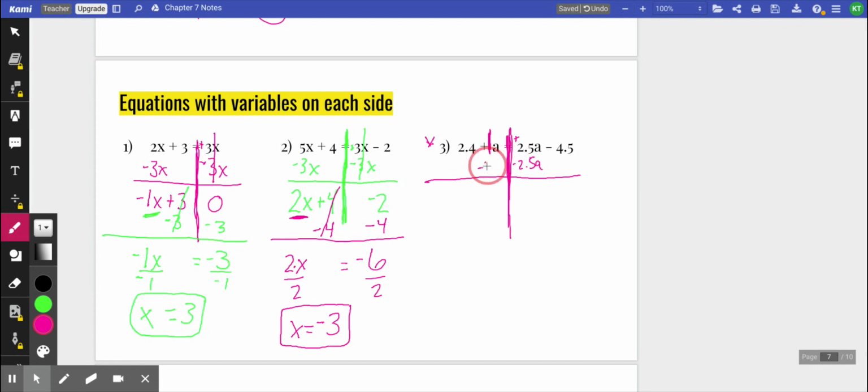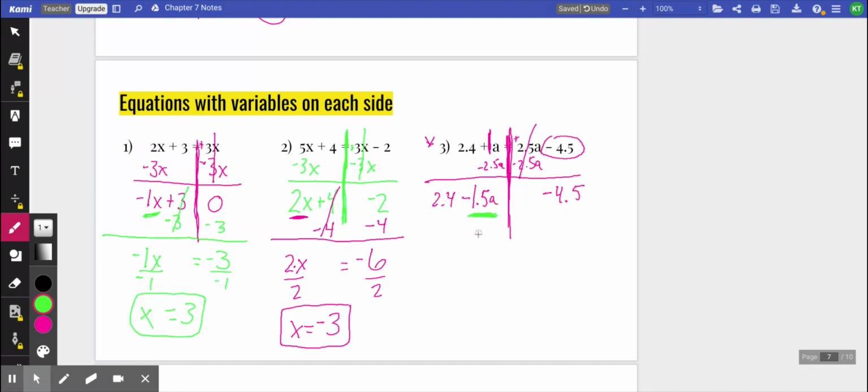And I have to do that same thing over here. So I have 2.4. 1a minus 2.5a is going to be negative 1.5a, right? 1 minus 2.5 is negative 1.5. So that cancels here. Got to be careful and make sure that I bring down that sign, right? This is a negative 4.5.